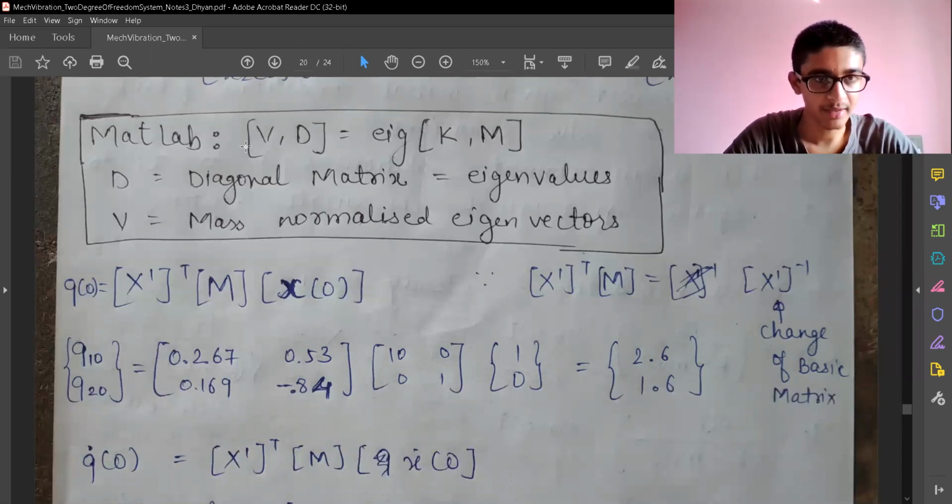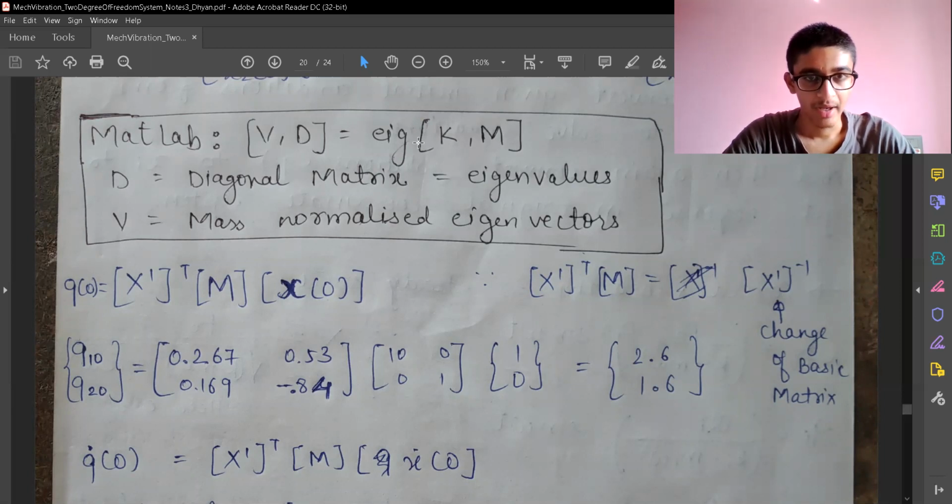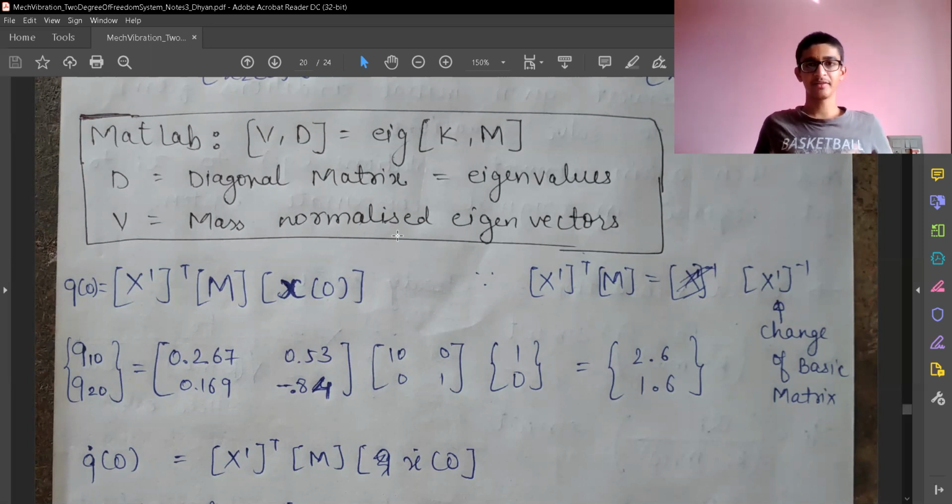How can I find the eigenvectors? I can directly go to MATLAB and write this function. I can write in brackets any vector, say a, b, or it's better we use v and d, is equal to eig, the standard function that will return the eigenvectors and eigenvalues, with stiffness matrix k, comma, mass matrix m. When you run this command, you will get two results. One will be the d matrix, which is a diagonal matrix whose diagonal entries are the eigenvalues, and the other will be the v matrix, which will be the mass normalized eigenvectors. You must remember, they will not be directly eigenvectors, they will be mass normalized eigenvectors.